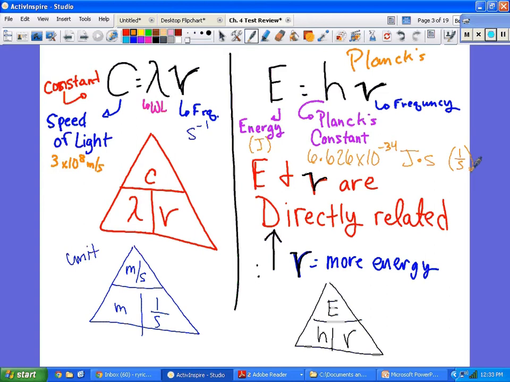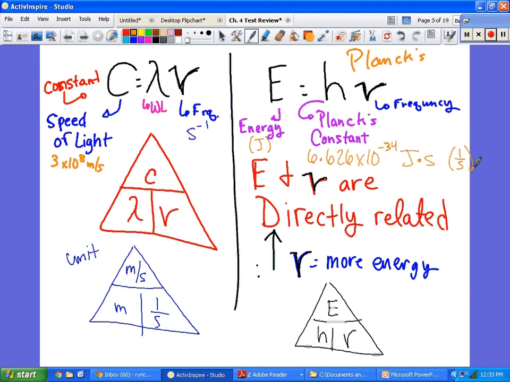What's the difference between a Category 1 and Category 5? Hurricane is what I'm talking about. Yeah, so Category 5 hurricanes are very destructive. There's a lot of energy. How often do the waves hit the beach? Very frequently, right? So that's kind of how that works. So if you increase the frequency, the more energy you have. Here is the formula, E equals h nu.